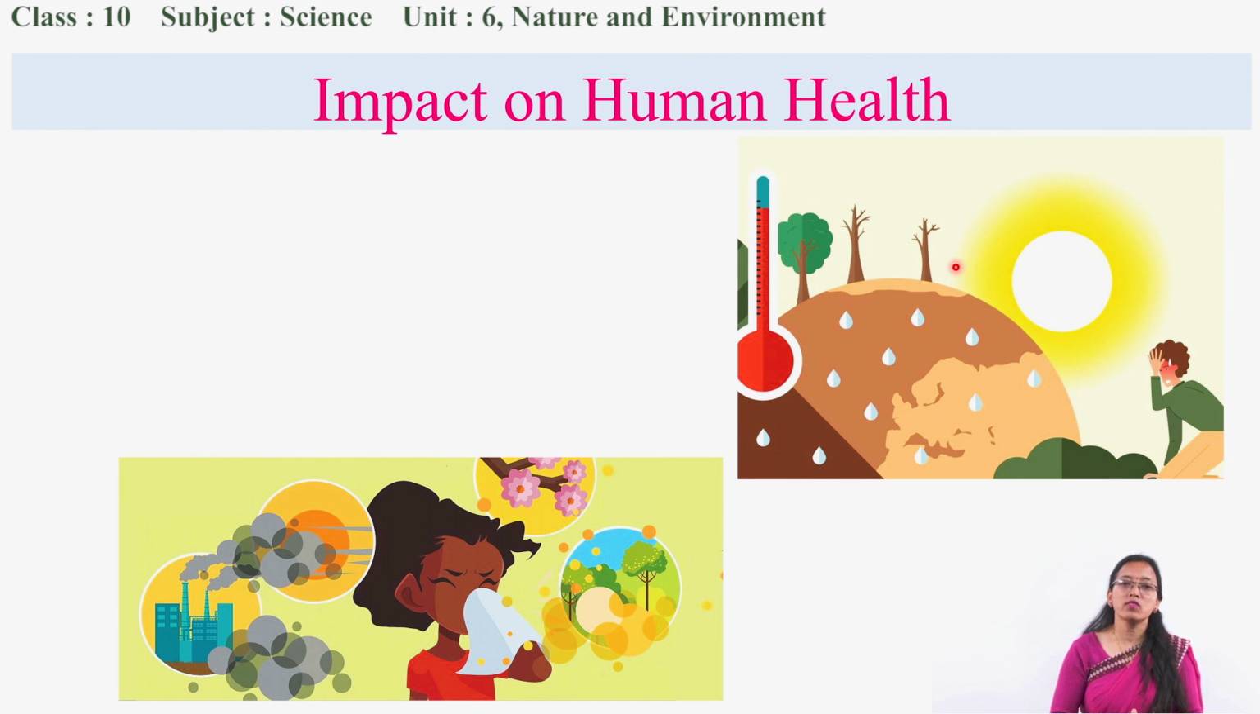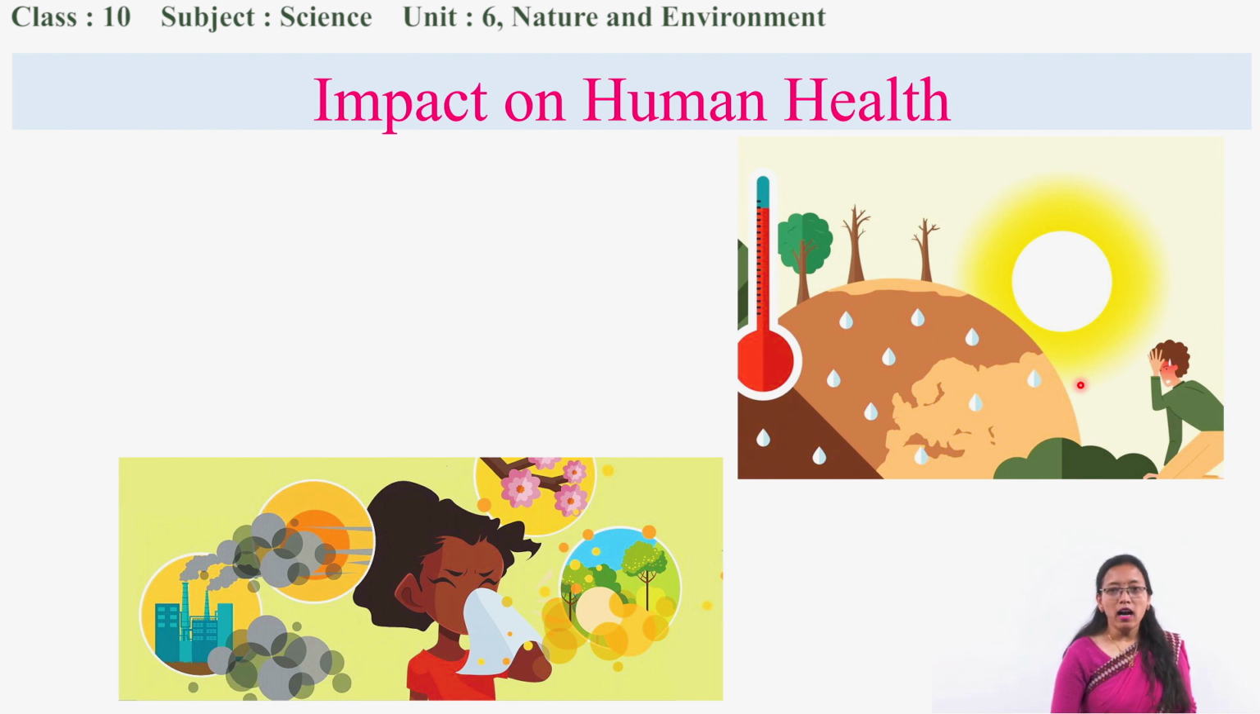Another one is the impact on human health. How is human health affected? You can see in this picture, there is very high temperature. Due to global warming, different conditions arise. Temperature is rising day by day. Then the person will suffer from different kinds of problems.